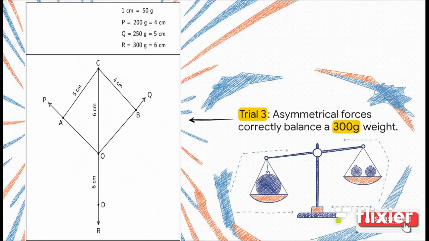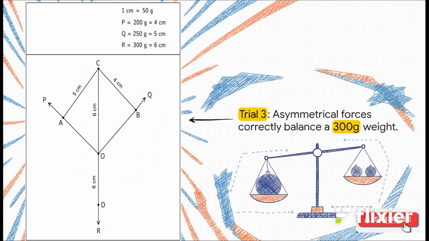Now, you might be wondering, what if the weights aren't equal? Well, let's look at trial 3. Here we have completely asymmetrical forces, 200 grams pulling on the left and 250 grams pulling on the right. Because of this, our parallelogram is totally skewed, creating a 4-centimeter side and a 5-centimeter side.